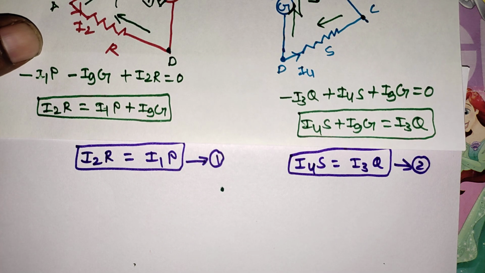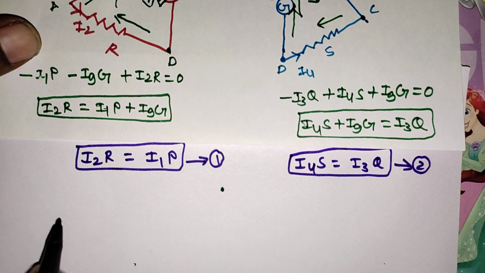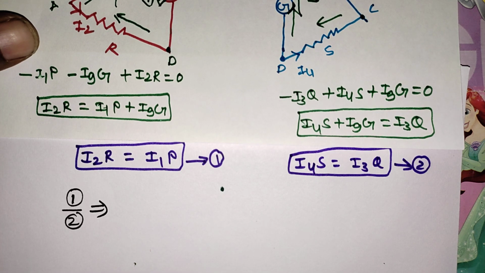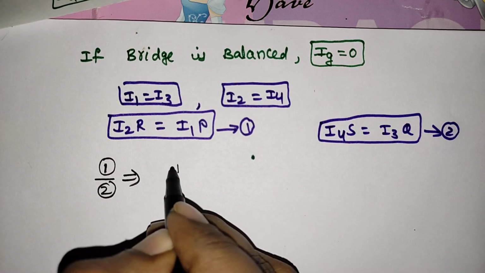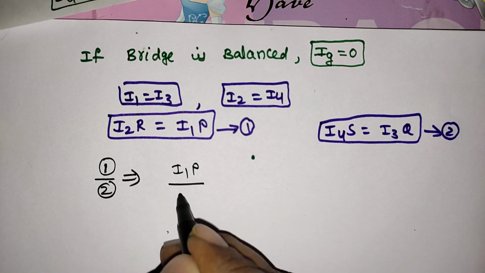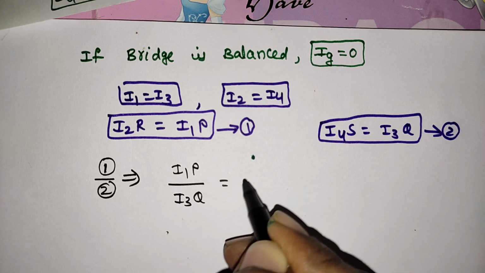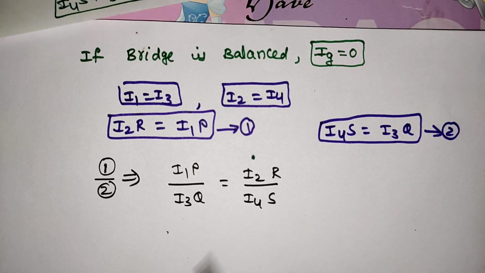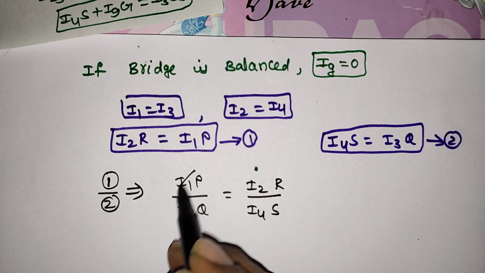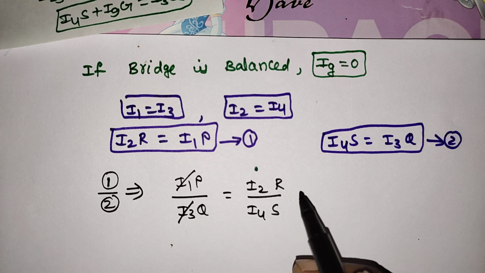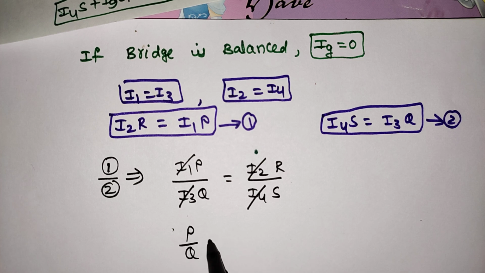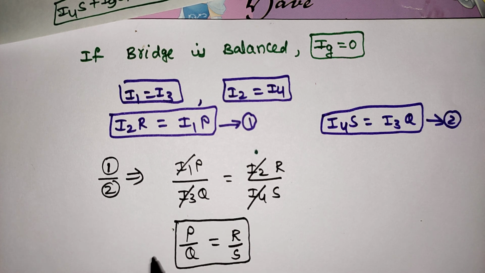I am going to divide equation 1 by equation 2. If you take equation 1 upon 2, I1P divided by I3Q is equal to I2R divided by I4S. Already we know I1 is equal to I3, so I1 and I3 get cancelled, and I2 is equal to I4, so I2 and I4 get cancelled. Then you can write P by Q is equal to R by S. This is the balanced Wheatstone bridge equation.